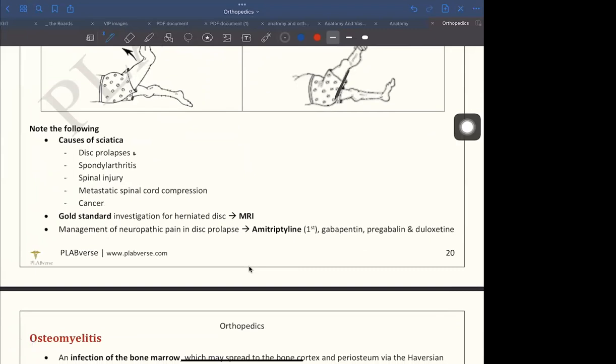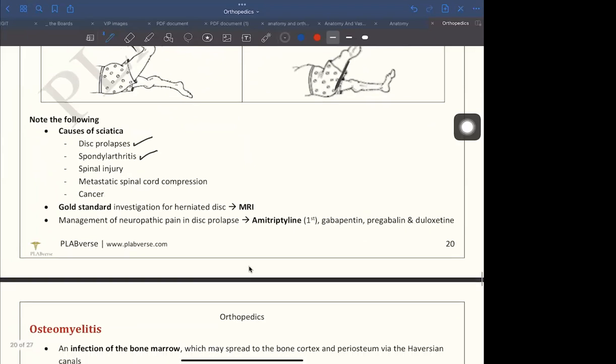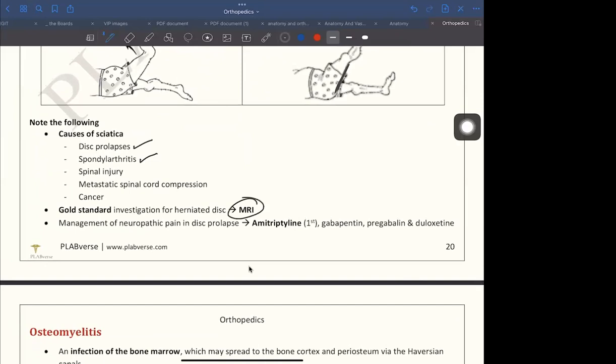Causes of sciatica: disc prolapse, spondyloarthritis, spinal injury, metastatic spinal cord disease, and cancer. The gold standard for diagnosing is an MRI, and again, management of neuropathic pain is usually by amitriptyline.